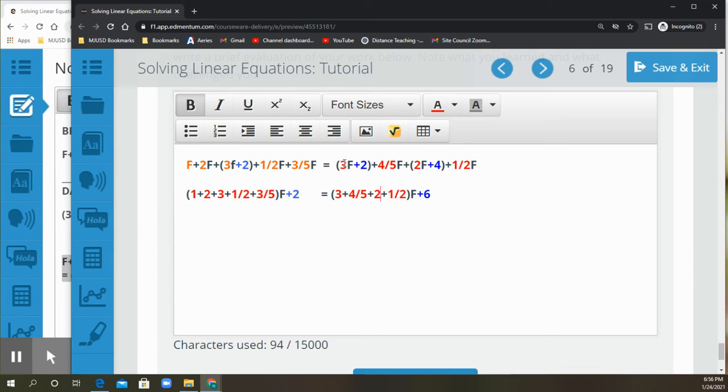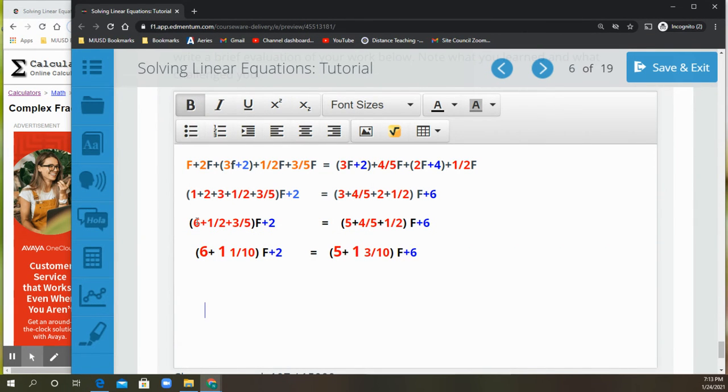Let me back up. So we have 3f. We have 4/5 f. We have 2 f's and half an f. Then we have plus 2 plus 4. 2 plus 4 is 6. So Bridget's simplified, Dad's simplified. Now we have to just solve this out a little bit, to get it more usable or simplified.